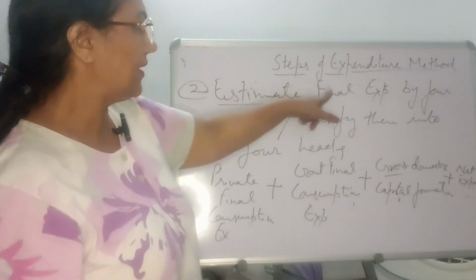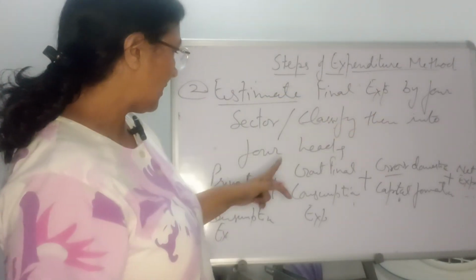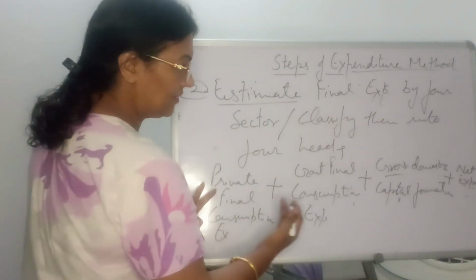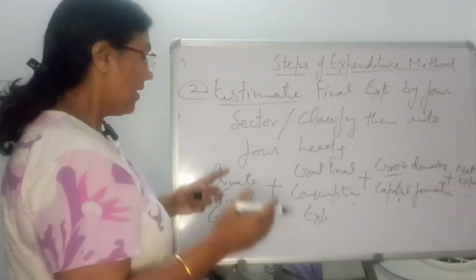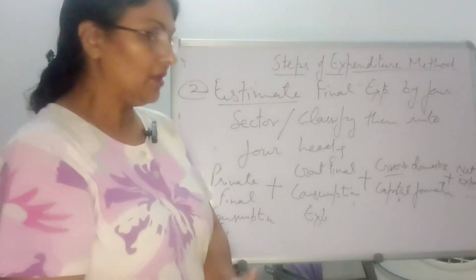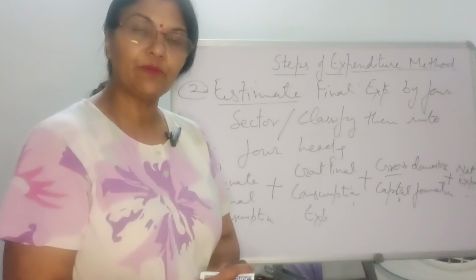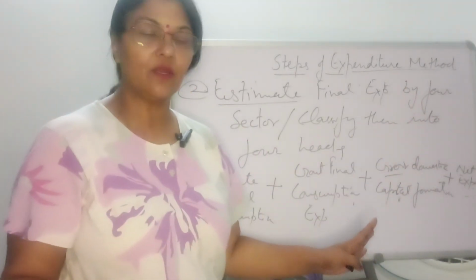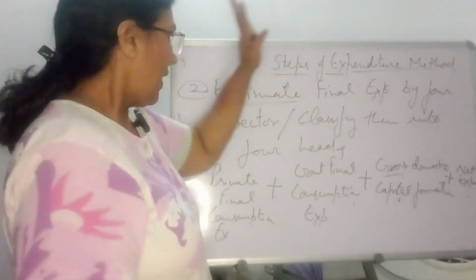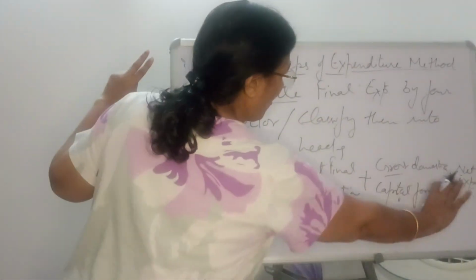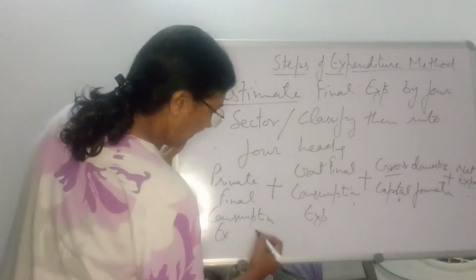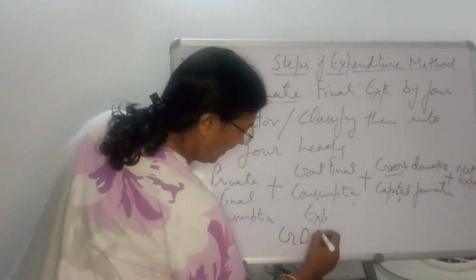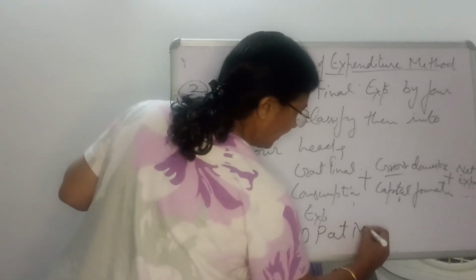How will we estimate the final expenditure? By adding the expenditure by 4 groups of people: private final consumption expenditure plus government final consumption expenditure plus gross domestic capital formation plus net export. And after summing these 4 heads, what are we getting? GDP at MP.